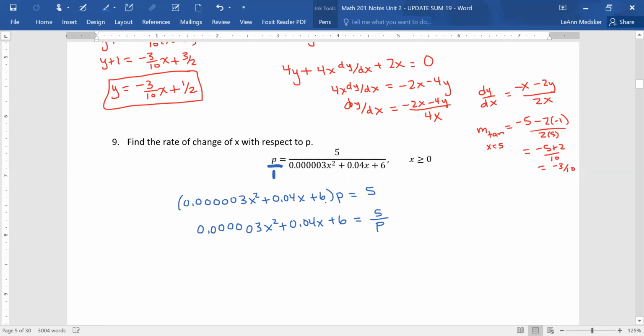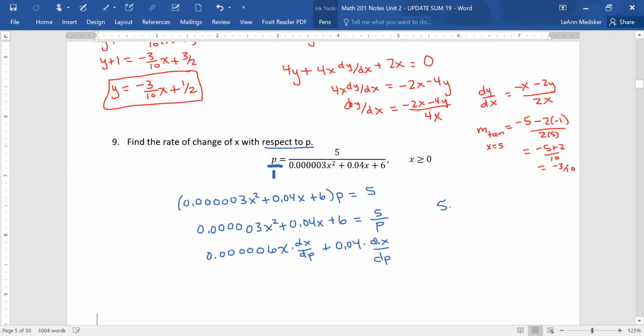Okay, so then we're taking our derivative with respect to p. So anytime we don't have a p, we have to tack on a d variable, dp. So the derivative of this first term is with respect to x, so it's not with respect to p, so we're going to have a chain rule here. But we have to do 2 times 0.000003, which would make that actually 6 now, x, and then we'd have our dx dp, so derivative of x with respect to p, plus 0.04 would be the derivative of this, but we have to chain on that dx dp again. The derivative of 6 is nothing, so that goes away.